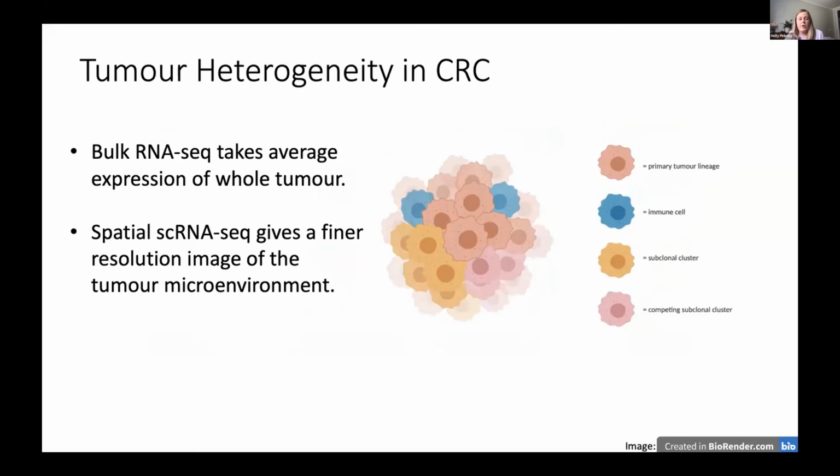So in terms of colorectal tumours themselves, bulk sequencing takes the average expression of the whole tumour. That includes multiple subclonal populations that could be within the tumour, and immune infiltration as well. So you're getting just the average expression of everything. But using spatial gives you a much finer resolution image of the tumour microenvironment, because you're capturing just small parts of the tumour, and you can map the expression back onto that. That's a really exciting thing, and something which I'm really excited to be using.